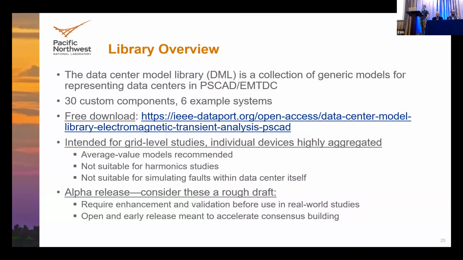So in terms of the library overview, right now online, there's a data center modeling library, DML. It's essentially a collection of open source components in PSCAD. Shahil's library is coming out that's directed more for converter driven stability. These resources mostly have fidelity around fault response, large signal behaviors, things like that. They're mostly average value models.